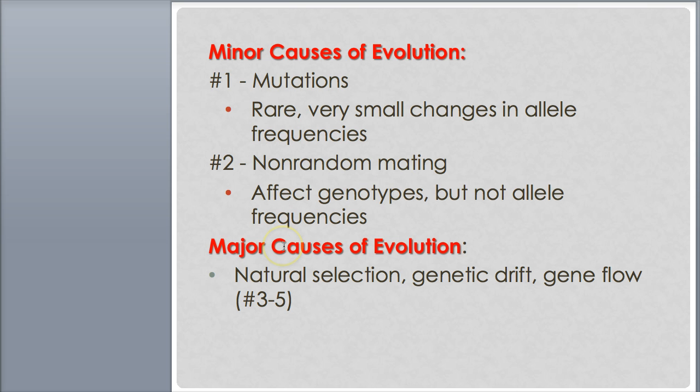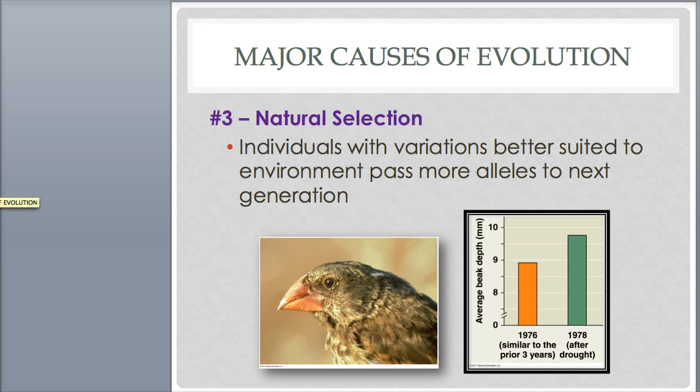And the 3 major causes, which we'll go over: natural selection, which we've talked about, and then 2 new ones, genetic drift and gene flow. So the major causes, number 3. Remember 1 and 2, mutations and non-random mating, they cause evolution, but they don't do a lot. Here are the 3 major ones. Natural selection. We talked about this before. Individuals with variations better suited to the environment pass more alleles to the next generation.